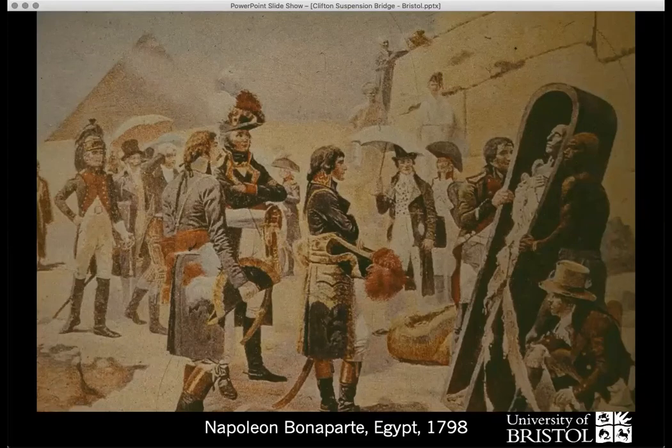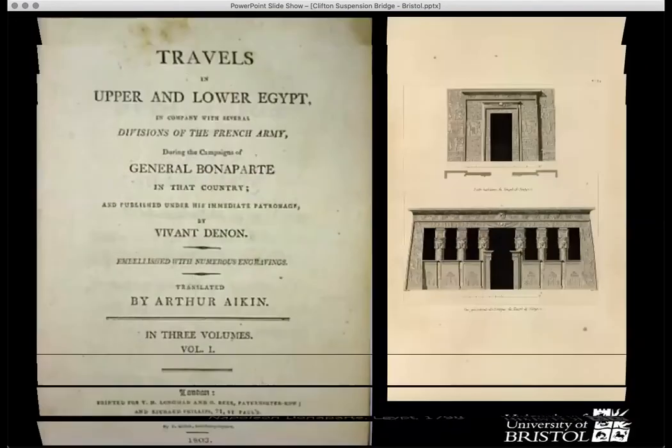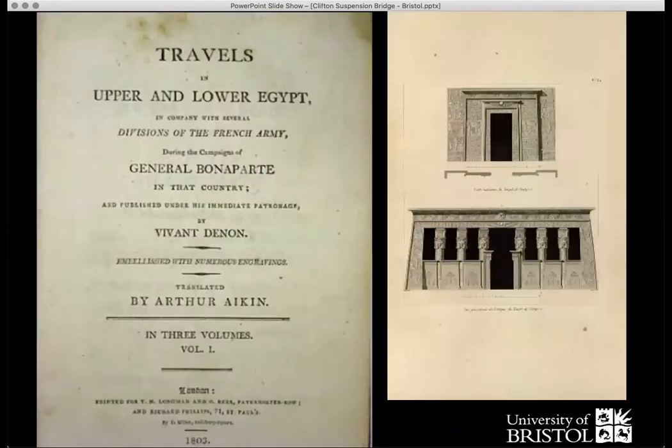The reason why Egypt became in people's faces during the early 19th century is largely owing to Napoleon Bonaparte's expedition to Egypt in 1798, which not only was a military activity aimed at interfering with the British route out to India, but also included a large scientific element. Along with the French army, there was also an army of academics, and as a result, they produced a number of works.